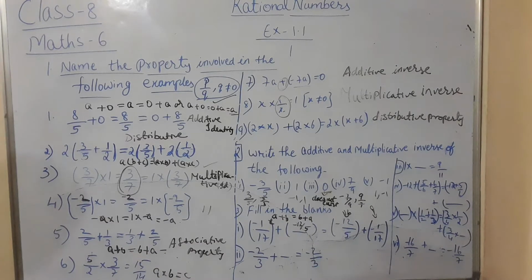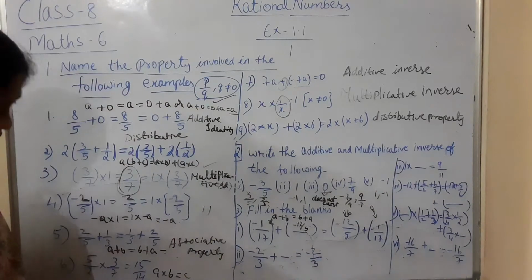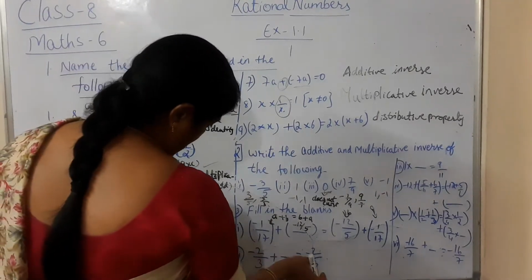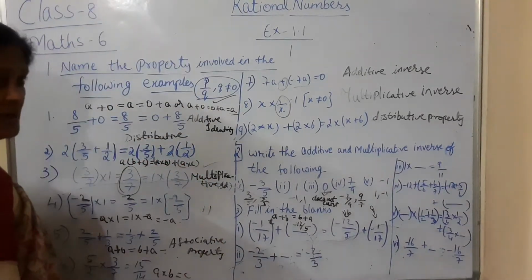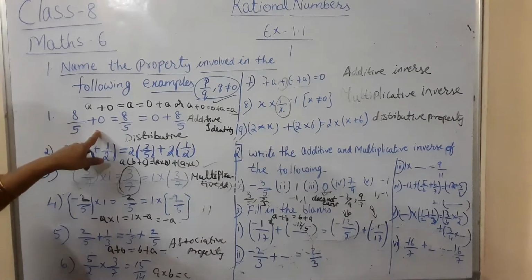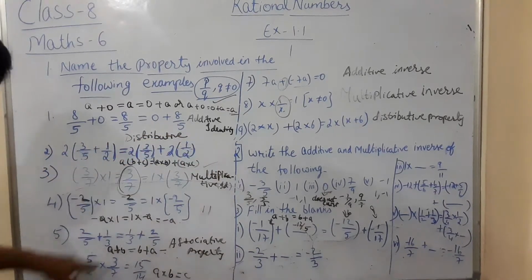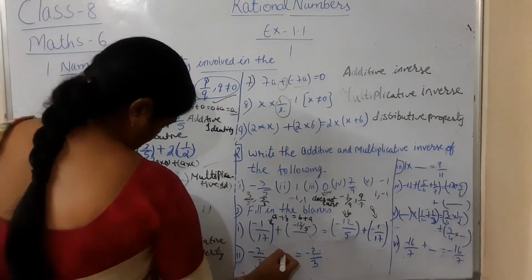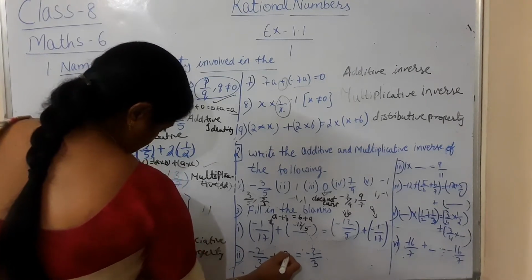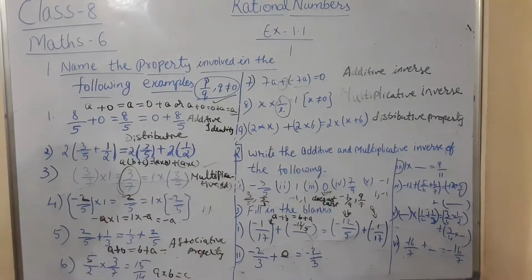Now the next one. Minus 2 by 3 plus some number is equal to minus 2 by 3. This is a rational number, and if you add some number to it, you should get back the same number. So what number can we add? If you add 0 to a rational number, you will get back the same number. So this is the additive identity. Here also the same one, so you have to put a 0 over here, so that we will get back the same number.